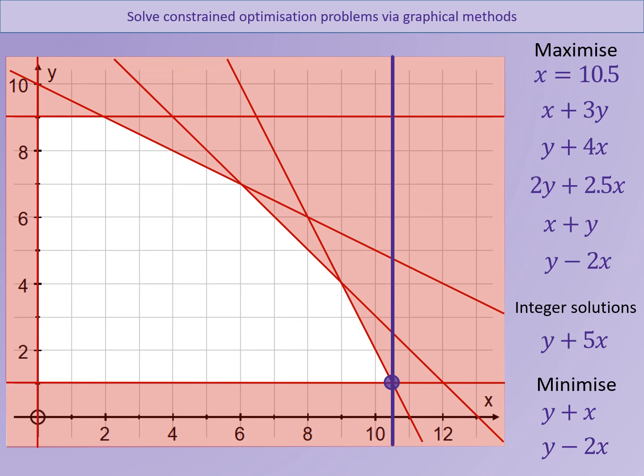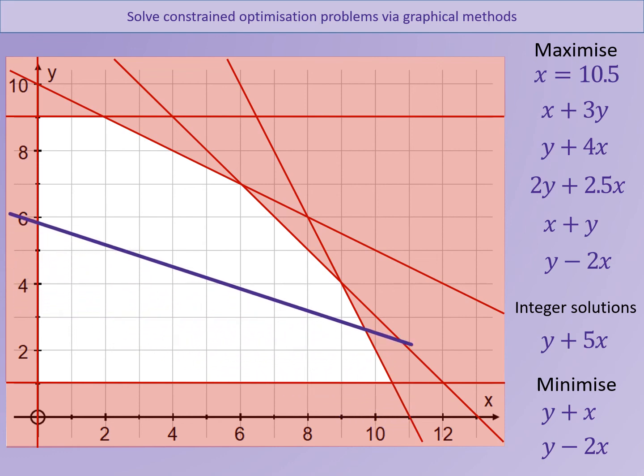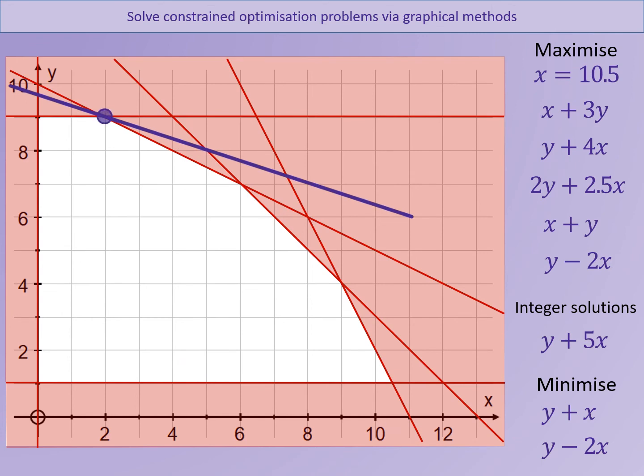For the second one, we're going to draw p equals x plus 3y. We have arbitrarily chosen 9 as a value of p. That is the gradient of the line, and now because we want to maximise it, we're going to keep the gradient the same and move the line as high as possible. We see that the last point before the ruler leaves the feasible region is there, and intersecting the two lines that create that vertex gives us an answer of 29. That is coming from x equals 2, y equals 9.